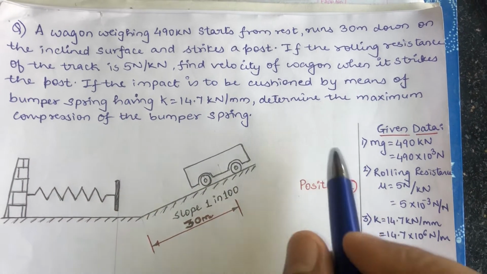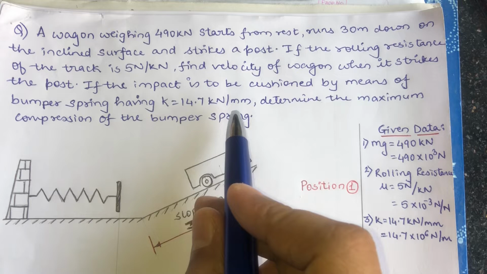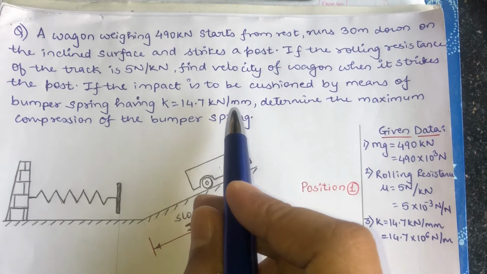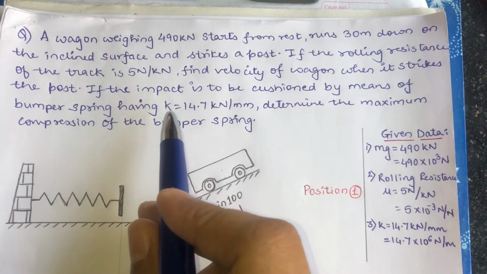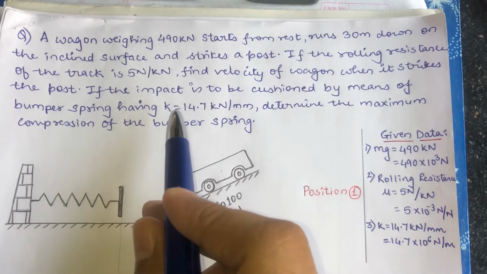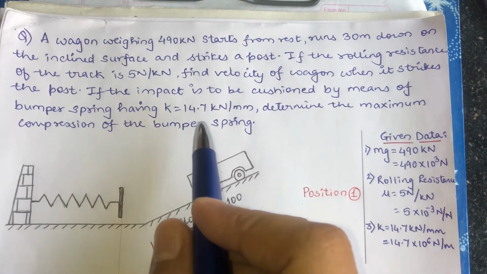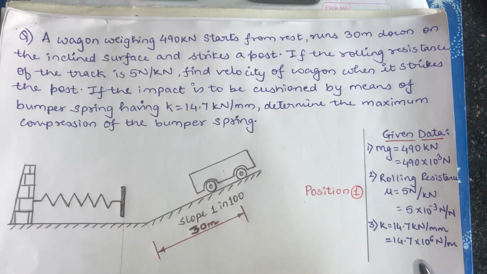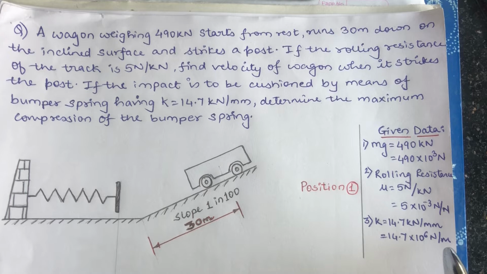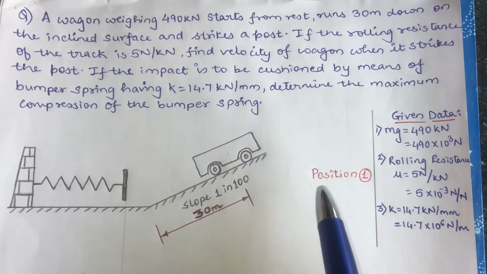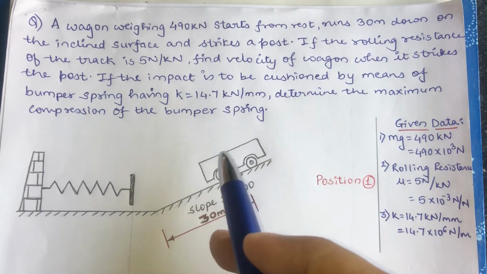After then there is a K, which is 14.7 kilonewton per mm. As you already know, K is stiffness constant or spring stiffness or spring constant. So 14.7, if I am converting into Newton per meter, then it is 10 to the power 6 Newton per meter. This is the position 1 when the wagon was here.